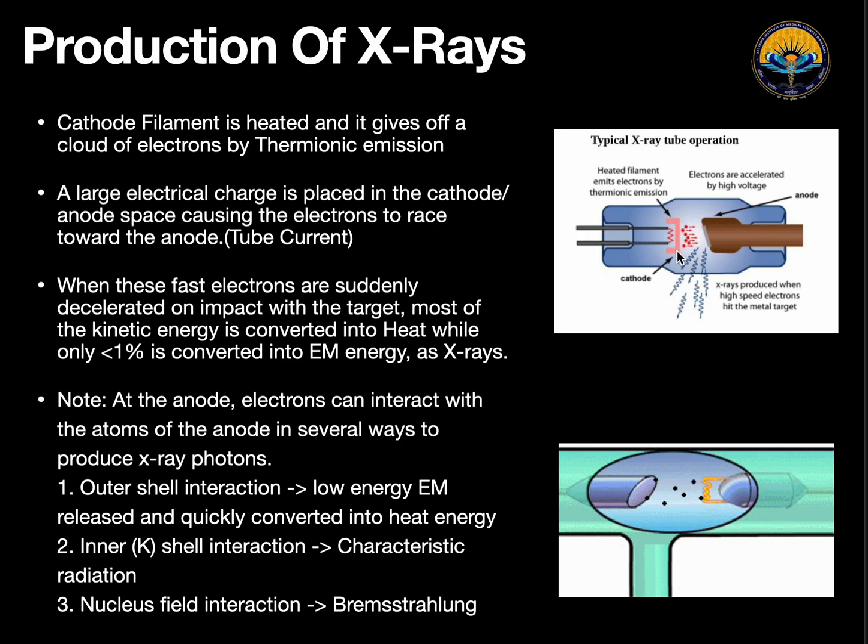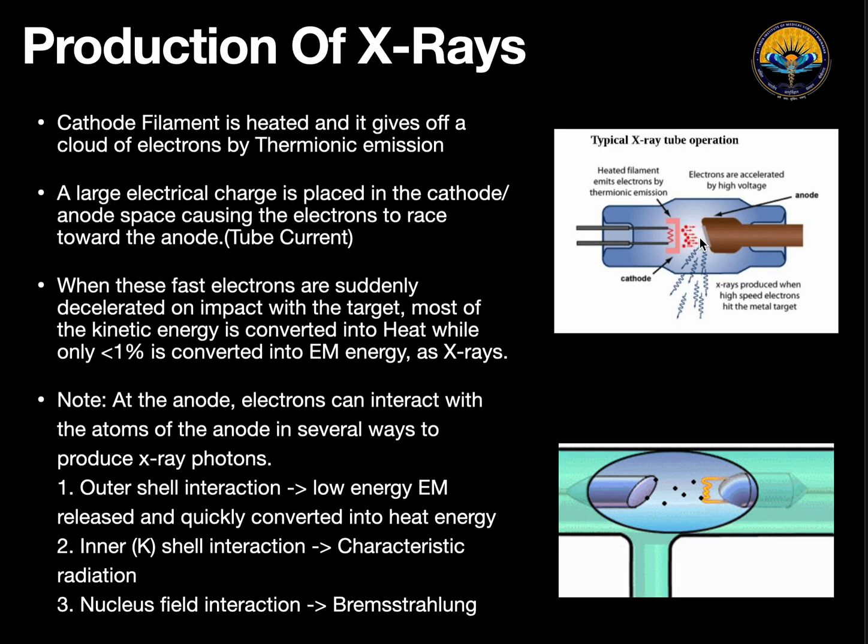We know we have a cathode filament over here, and this cathode filament is heated, and it gives off a cloud of electrons by a process known as thermionic emission. And this large electron cloud is accelerated towards the anode because of a potential difference between the cathode and anode, and this potential difference is called tube potential.